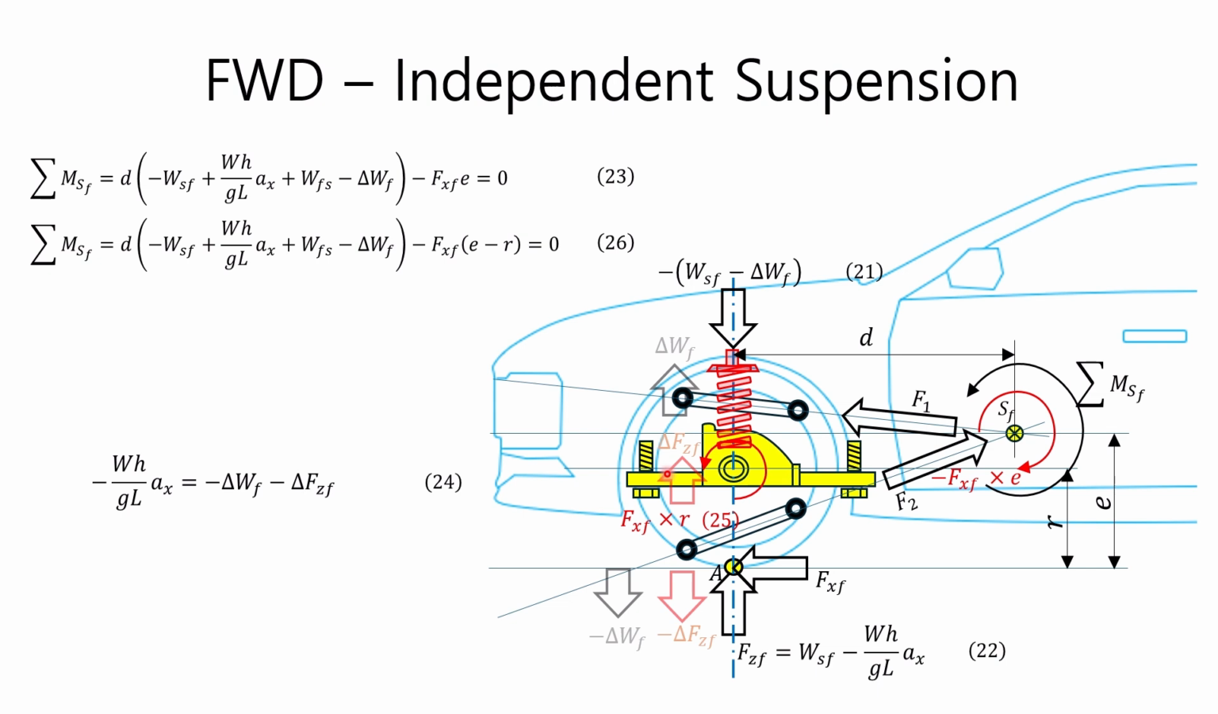However, in a front-wheel drive vehicle with independent suspension, since the differential is mounted on the sprung mass, the engine torque acting around the wheel center is generated on the sprung mass, and its magnitude can be expressed as equation 25. As shown in equation 25, this magnitude is equal to the value obtained by multiplying the driving force, Fxf, by the effective radius r of the wheel. This driving torque generates the front-wheel driving force, Fxf, and creates a moment with respect to the virtual reaction point, SF.